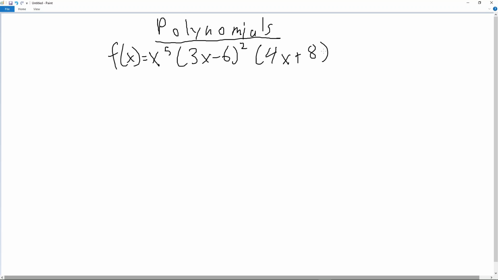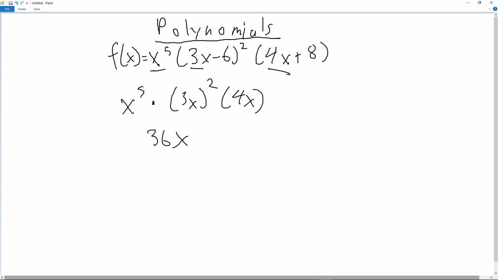Knowing all of this, we can predict how a polynomial would look when graphed. Take this function for example. F of x equals x to the fifth times 3x minus 6 squared times 4x plus 8. To find a leading term, you take the terms with an x and multiply them together while adding their exponents together. This one, this one, and this one are all terms with x's. So you do x to the 5 times 3x squared times 4x. And you will get 3 squared is 9, times 4 is 36, and then x to the power 5 plus 2 plus 1, which is 8. So this is the leading term of this polynomial.